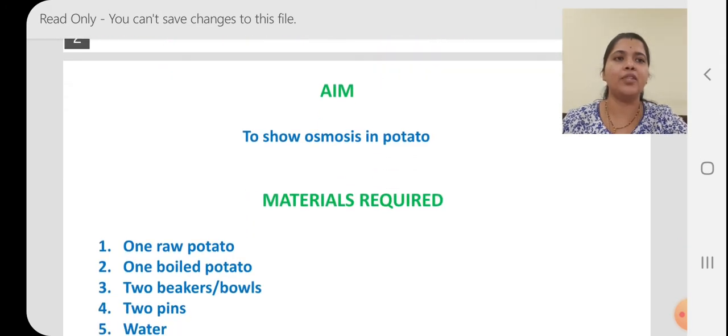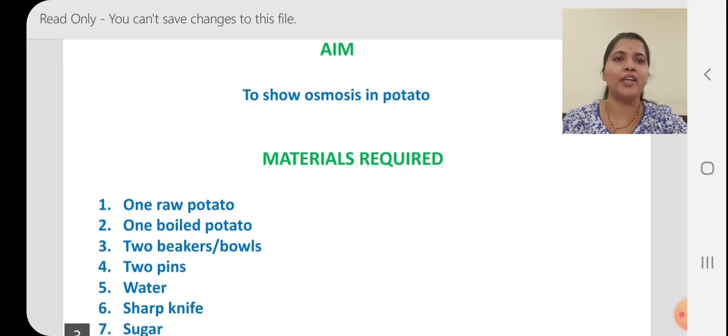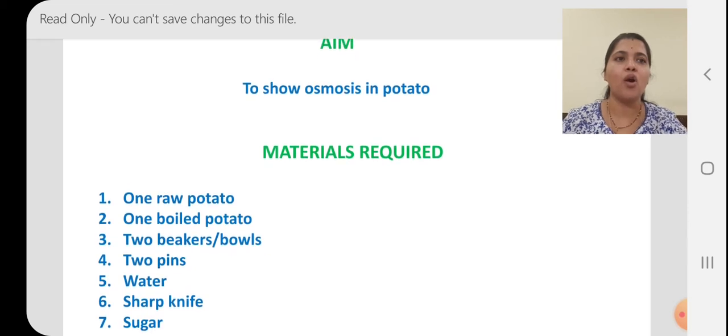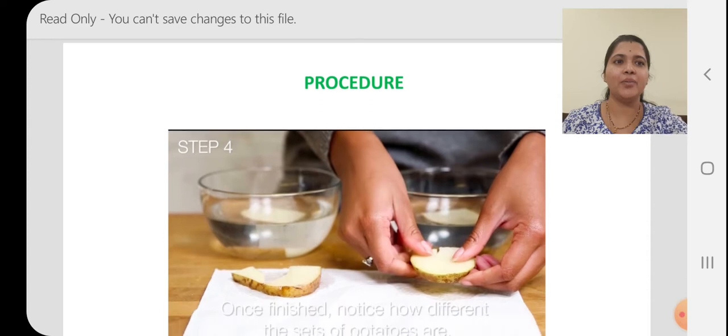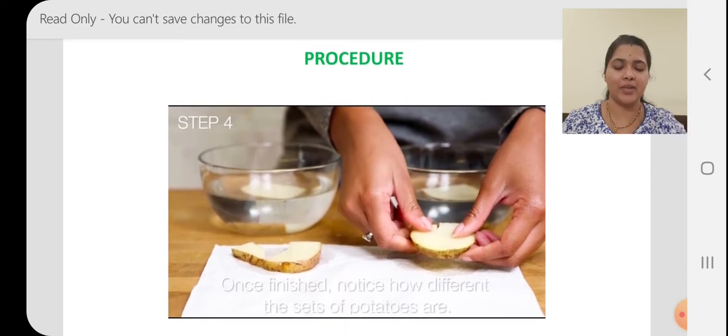Coming to the aim of the experiment. So aim of the experiment is to show osmosis in potato. So let's go with the materials required, children. So one raw potato, one boiled potato, two beakers or bowls, two pins, water, sharp knife and sugar. These are the materials.